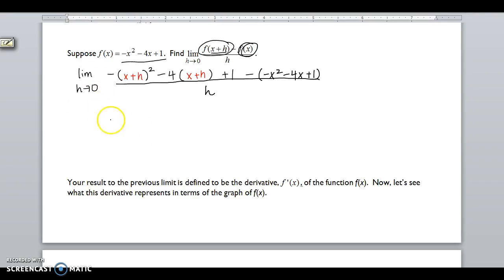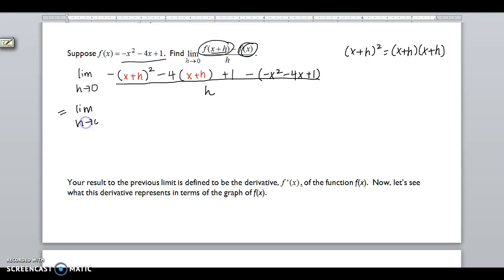You might think about trying to plug in 0 right here, but just trust me, you're going to get 0 over 0, which means more work. So what we actually want to do is try to expand the parts with the x plus h's. Now keep in mind this first part with the x plus h squared, that really means x plus h times x plus h. So you have to FOIL that out. And we're also going to have to make sure we distribute that negative sign.